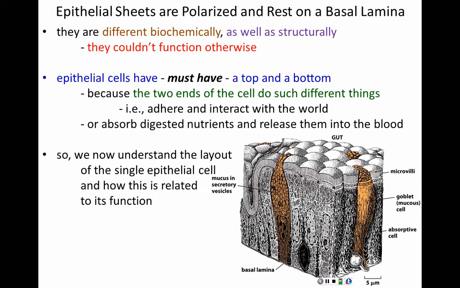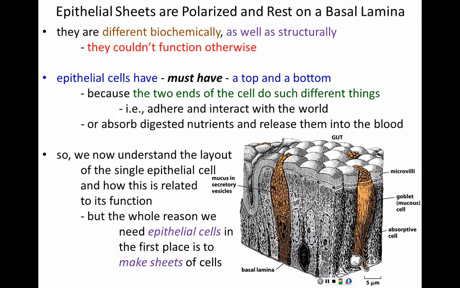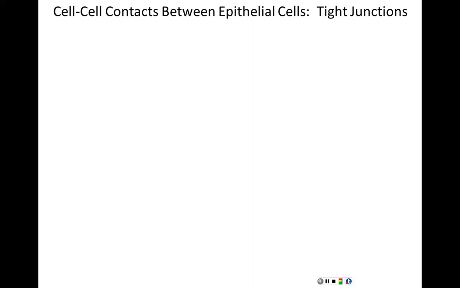But to remind you of how we got into this epithelial cell conversation in the first place, the whole reason we needed epithelial cells was to make sheets. That's what epithelial cells do. That's why epithelial cells line everything. They make sheets. So how do we do that? Well, we do so through cell junctions, these cell-cell contacts directly between epithelial cells.